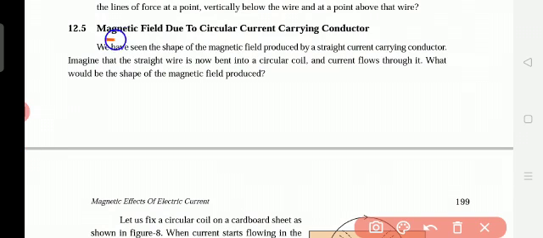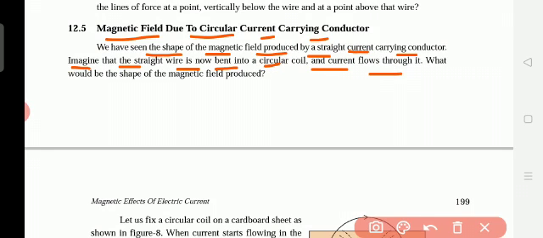Magnetic field due to a circular current carrying conductor. We have seen the shape of the magnetic field produced by a straight current carrying conductor. Imagine that the straight wire is now bent into a circular coil and current flows through it. What would be the shape of the magnetic field?